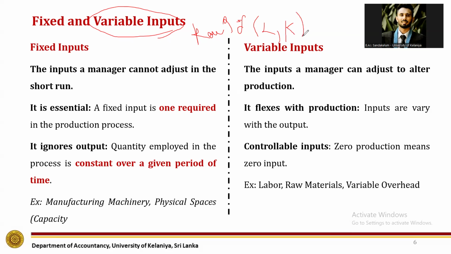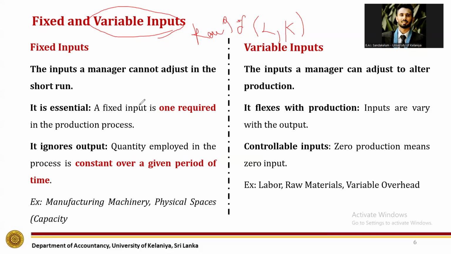Relating to this, you need to identify the fixed inputs and the variable inputs. What does fixed input mean? For production, whether it is the short term or the long term, both are required. Without fixed capital, can you make goods and services? No, you can't. So a fixed input is a required one for the production process.